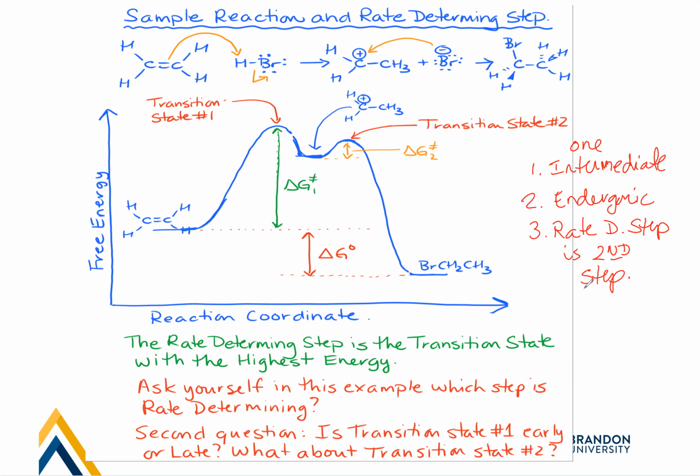So if we were to draw our little diagram over here, let's put our starting material really low, because if it's endergonic, the overall process, the final product has to be higher in energy, right? So this delta G naught has to be positive. It's got to be positive delta G. This would be free energy. This would be the reaction coordinate. Okay, so there's one intermediate, and we'll put the intermediate somewhere here.